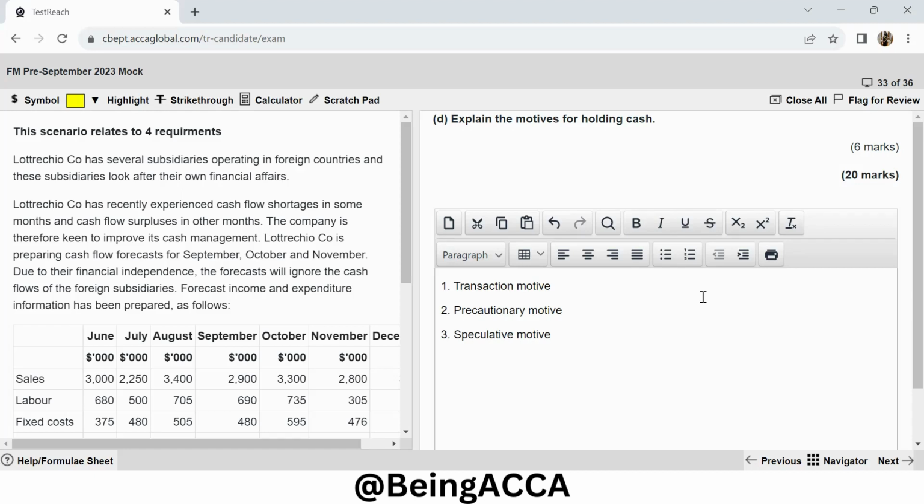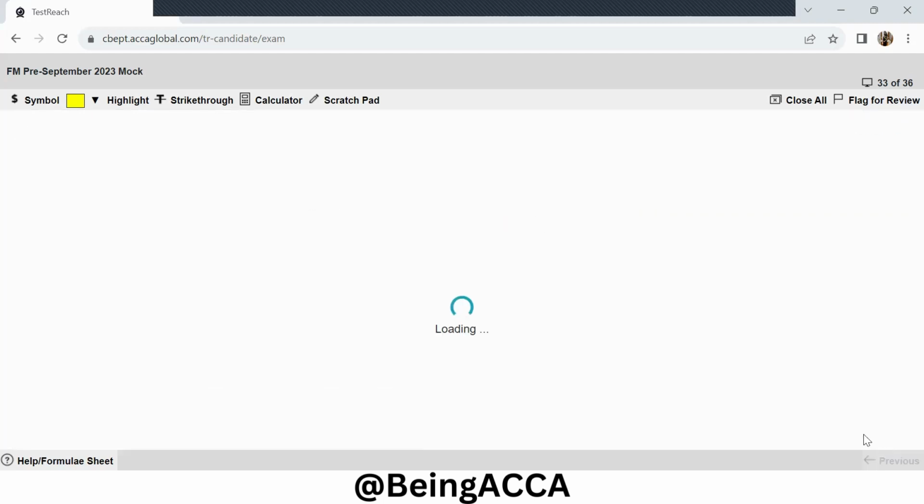Then the last is speculative motive. Speculative motive means companies also try to keep cash available with them so that whenever they have an investment opportunity, they can put their money in that opportunity. These opportunities cannot always be anticipated, they may or may not come, but companies do prefer holding some amount of money so that if any opportunity arises, they can use cash for such motives as well. So with this, we have come to an end of Lottrechio company.